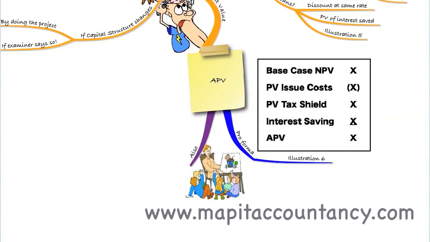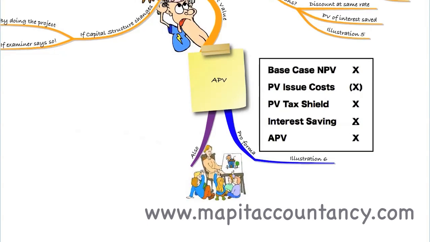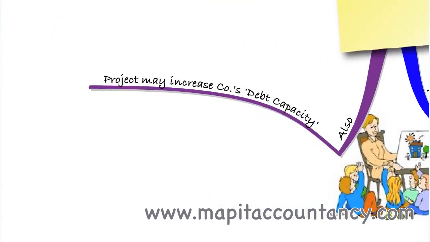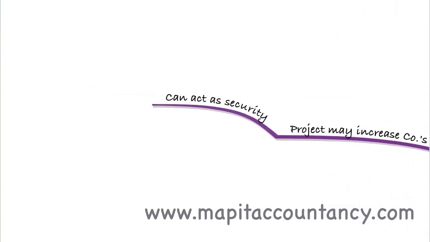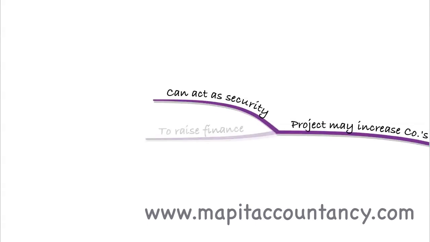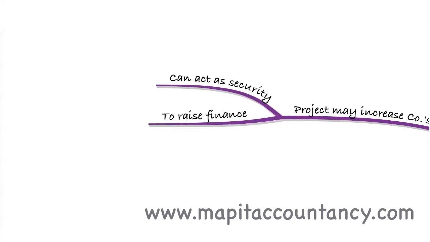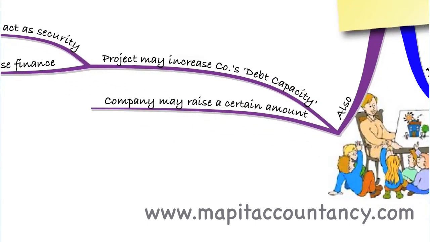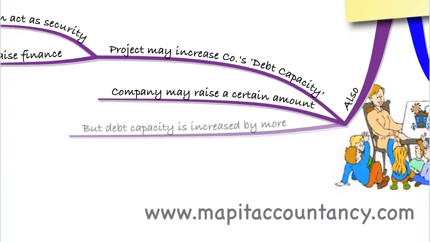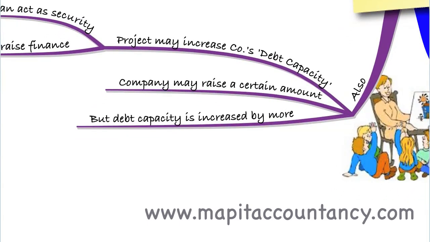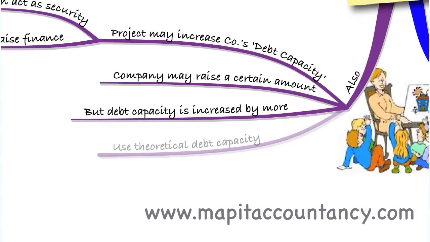Do note a couple of just theoretical things for APV. First of all, the project may increase the company's debt capacity. That's because that project could act as security for them to raise more debt. So they could raise finance against that project. So the company may raise a certain amount, but the debt capacity may be increased by more than that. So if the company may raise 10 million, the debt capacity may be increased by 15 million.